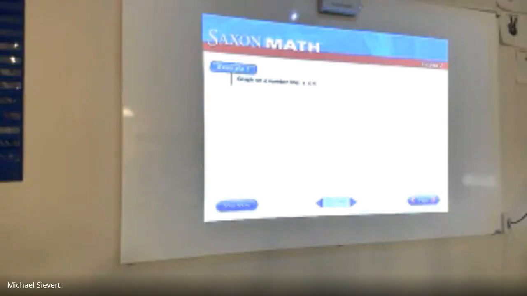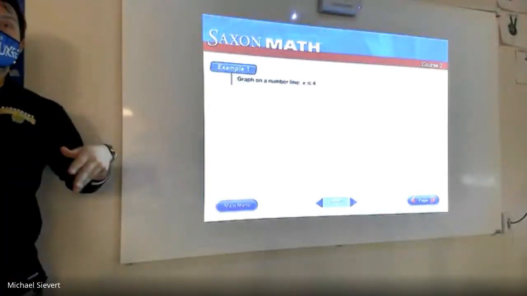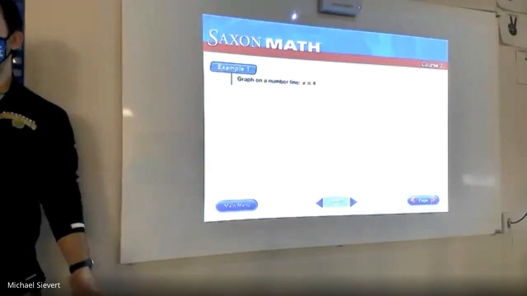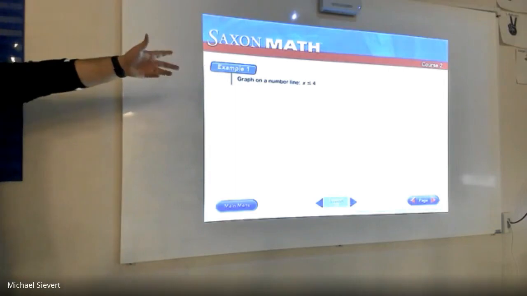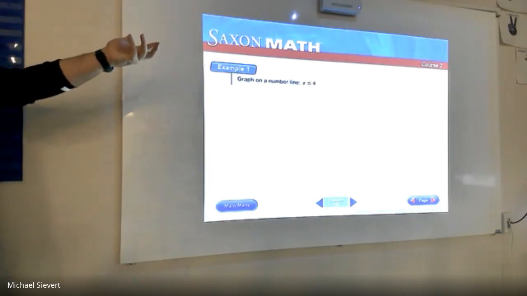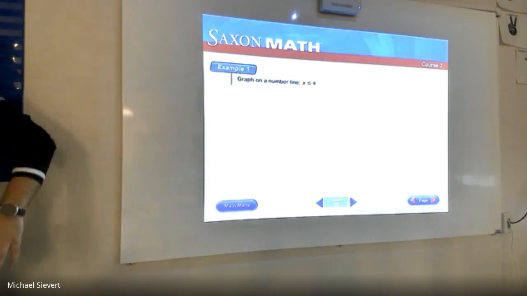Now, what does that mean? It says x is less than or equal to 4. That means x will be whatever number is less than 4 or equal to 4. So x could be 4, 3, 2, 1, 0, negative 1, negative 2, negative 3, negative 4, negative 5. How do you write that? Since that's less than or equal to, do you use a dot or a circle? Braylon? You use a dot.